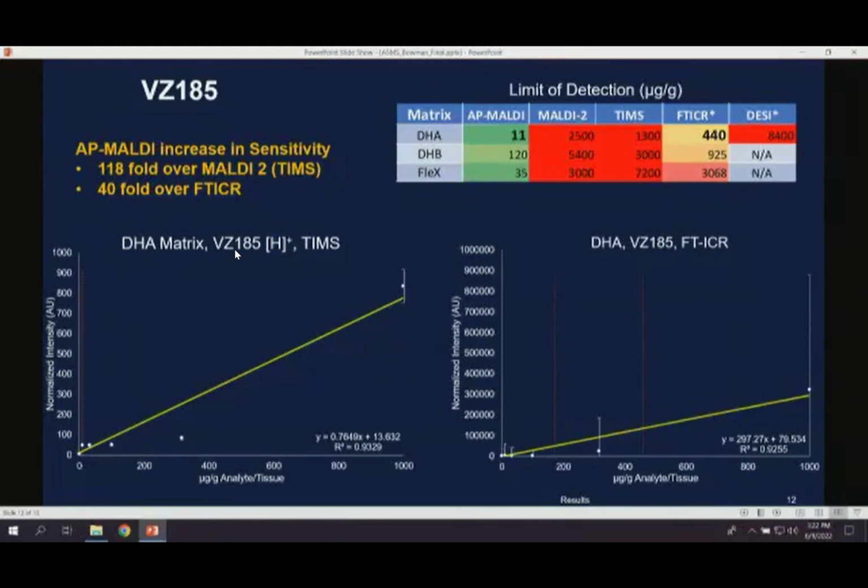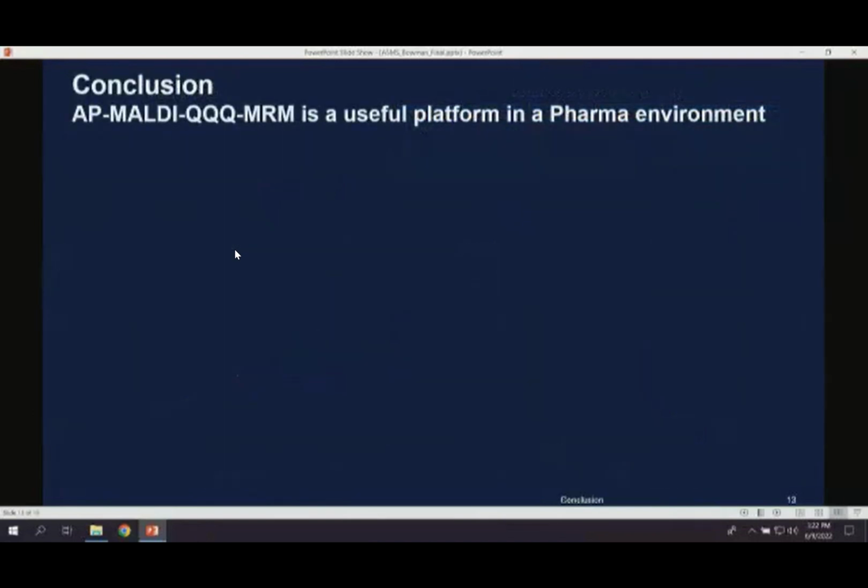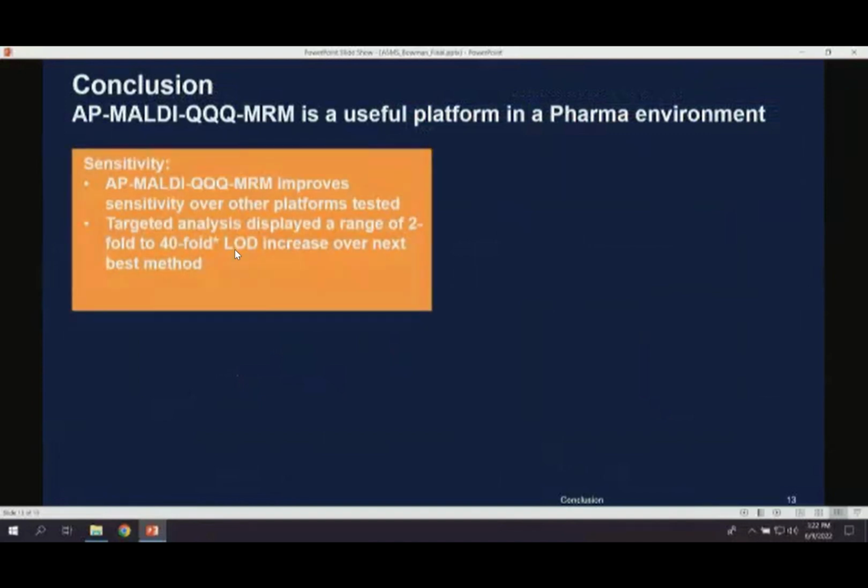the FTICR. What this means is that for those of you who are working in a pharmaceutical environment where you're doing very targeted drug analysis studies, an AP-MALDI triple quad platform is perhaps one of the most useful platforms you can have. In terms of sensitivity, the AP-MALDI improves sensitivity over every other platform that we tested, and the targeted analysis displayed a range of 2 to 40-fold better limit of detection than anything else.